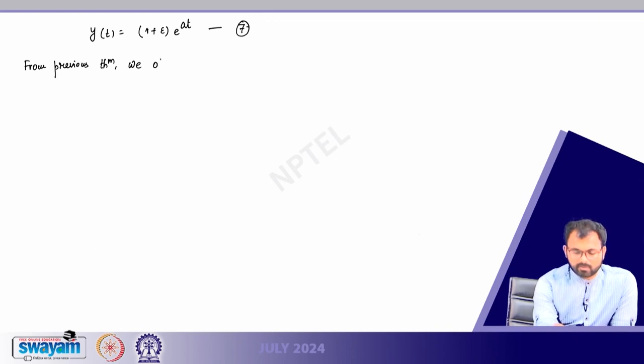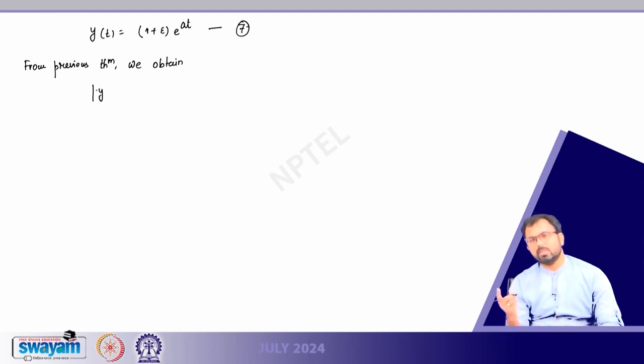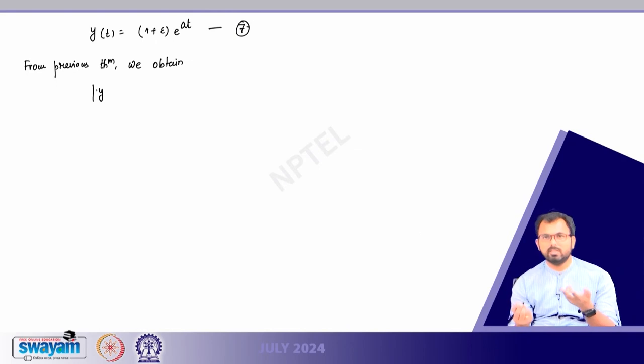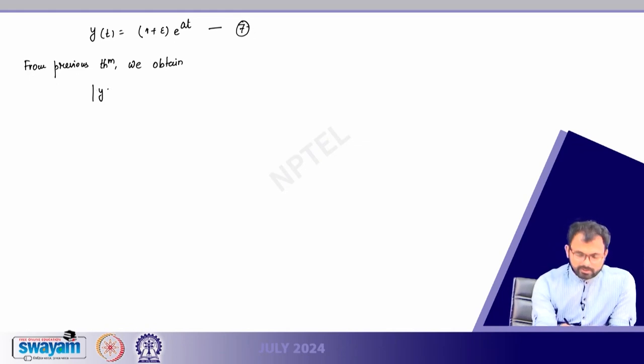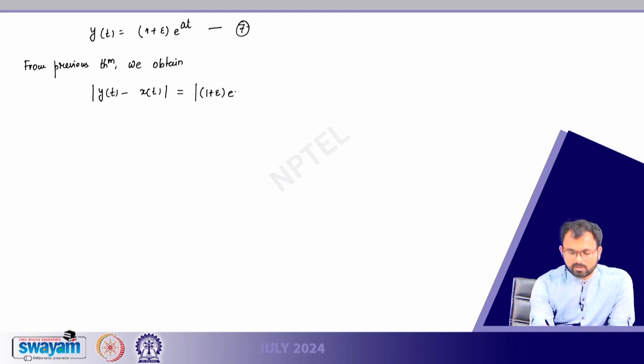We obtain, what do we obtain? We can write mod of, since we have only a scalar equation, you can use mod. If we have a vector equation, then we'll use the Euclidean norm, that is two standing lines on both sides. So, mod of yt minus xt will become mod of 1 plus epsilon e to the power at minus what was xt? Xt was simply e to the power at. So, the 1 e to the power at will get cancelled, and this will become mod of epsilon mod of e to the power at.